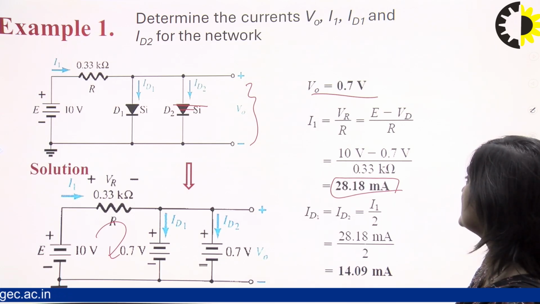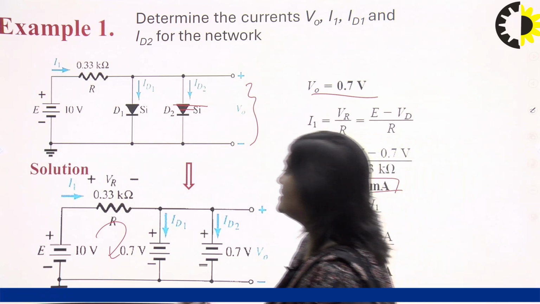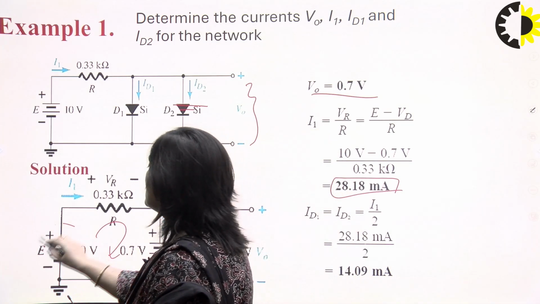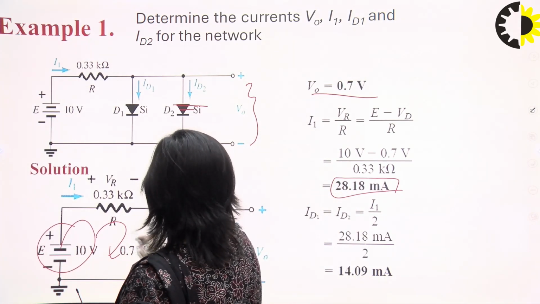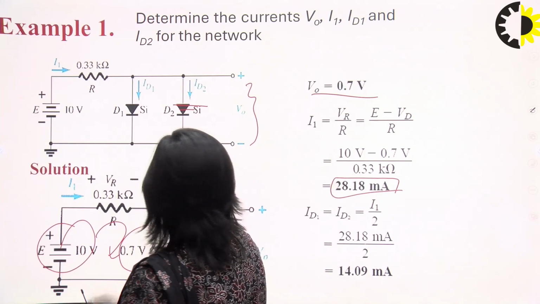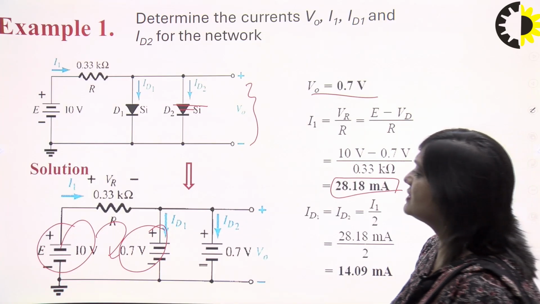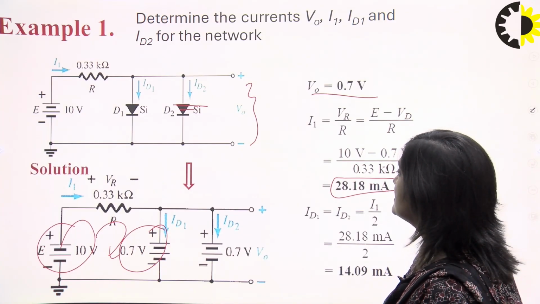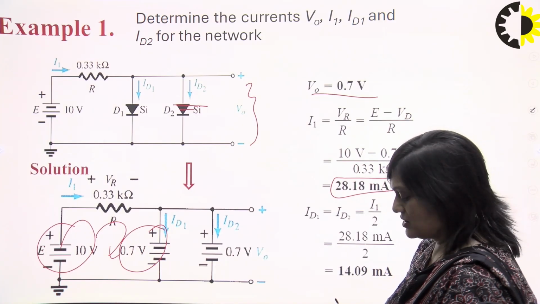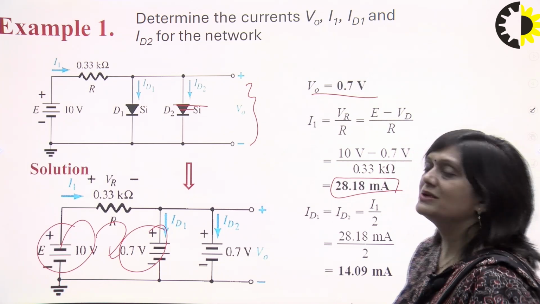How can we find the value of I1? By simply taking this 10 volt minus 0.7, we can find the value of VR. 10 minus 0.7 gives the value of VR. Now we divide the value by 0.33. So it will be 28.18 milliampere.